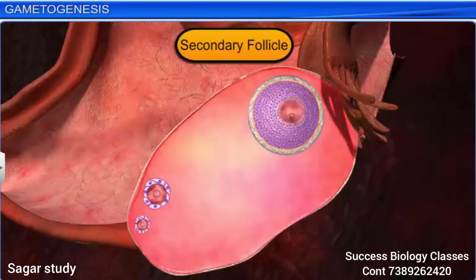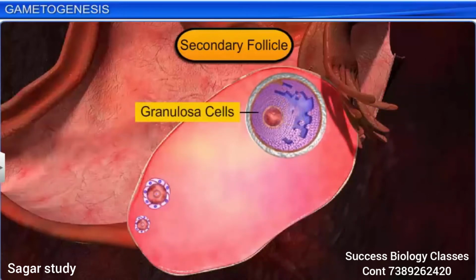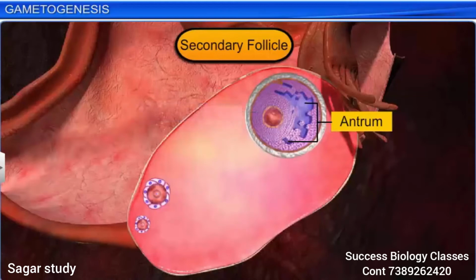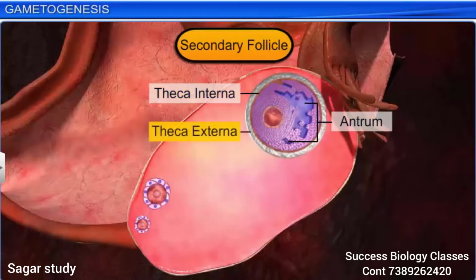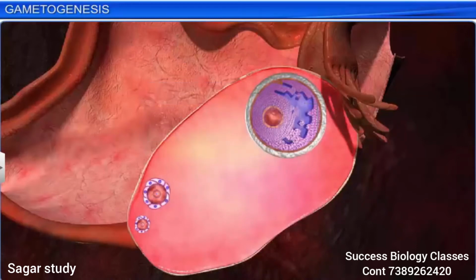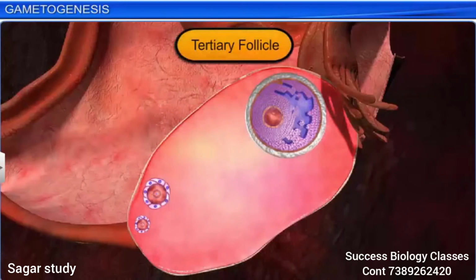Later, these granulosa cells secrete estrogen, which creates the antrum, a fluid-filled cavity among the granulosa cells. Moreover, the theca becomes evident and gets organized into two layers, theca interna and externa. This structure is now called the tertiary follicle.